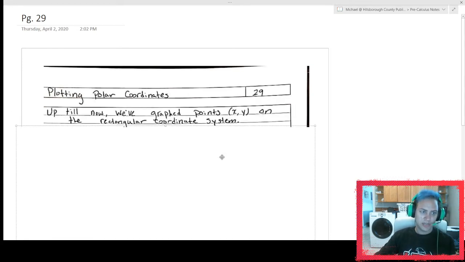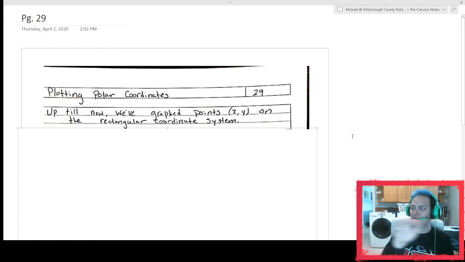So, up till now, everything we've graphed has been on what we call the rectangular coordinate system, meaning there's an x value and a y value. That x value helps us dictate where it's going to go on this horizontal axis, while the y value helps us dictate what's happening on this vertical axis. So the change from rectangular, and we call it rectangular because think about it, if you were to draw the x-axis and then the y-axis, ultimately you're making a rectangle, right?